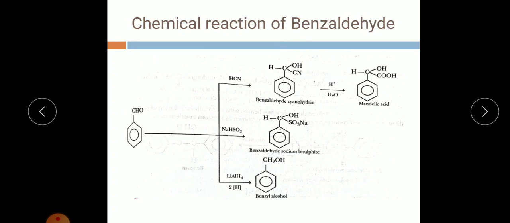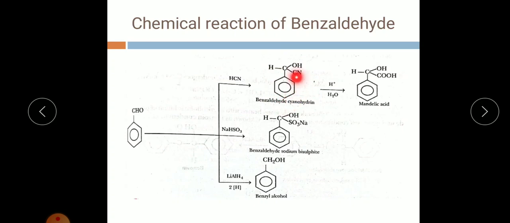Next we'll see the chemical reactions of benzaldehyde. Remember that we have seen the chemical reactions of aldehydes and ketones. Some of the reactions will be similar, because this benzaldehyde also contains an aldehyde group. So the chemical reactions corresponding to aldehydes will be similar to what we have seen. For example, when benzaldehyde reacts with hydrogen cyanide, HCN, what will happen? The double bond between the carbon and oxygen will break. O will take the H and carbon will take the CN, so it will form benzaldehyde cyanohydrin.